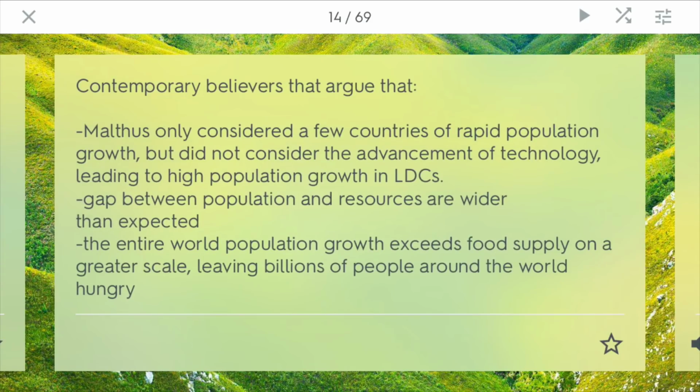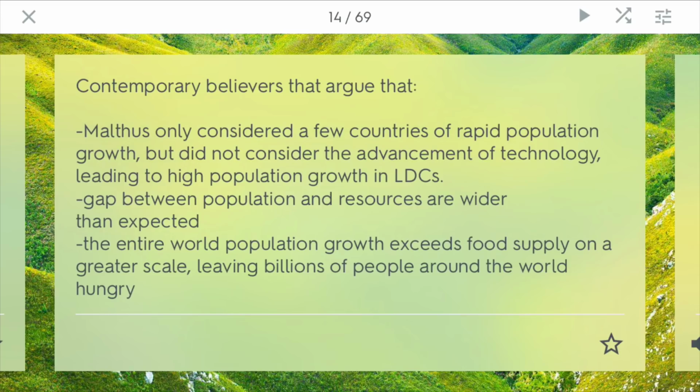Neo-Malthusians are people who still believe Malthus's ideas. So Malthus only considered a few countries of rapid population growth. He didn't consider the advancements of technology, specifically the Green Revolution that came after him. And he also didn't think about the high population growth in lower developed countries that we still see today.